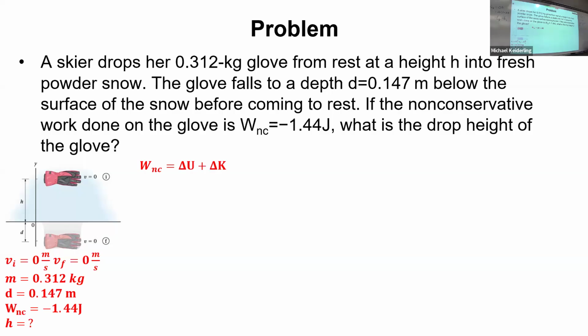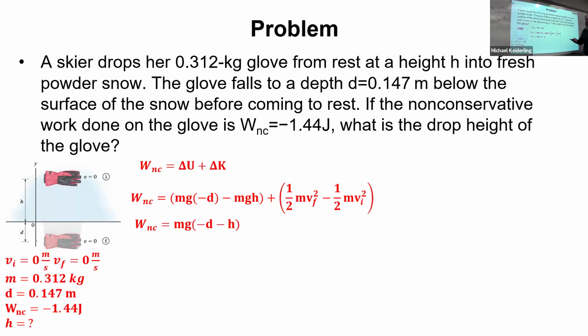So non-conservative work is change in potential energy plus change in kinetic energy. So that's our final potential energy, mg times minus d, minus mgh, plus 1/2 mv final squared minus 1/2 mv initial squared. That is all zero, so this is just mg times minus d minus h. So the non-conservative work over mg equals minus d minus h. So height is going to be minus non-conservative work over mg, minus d.